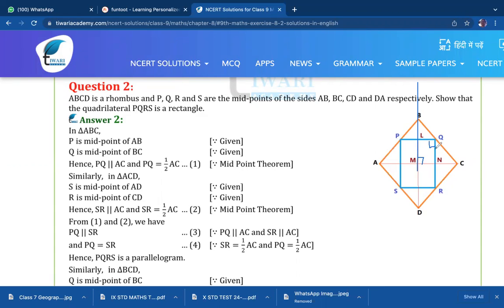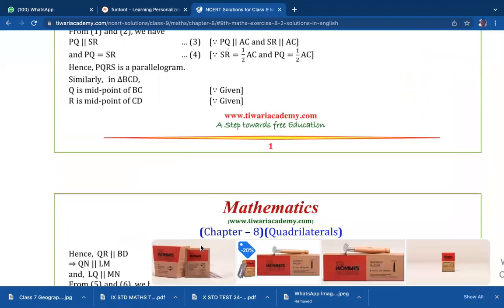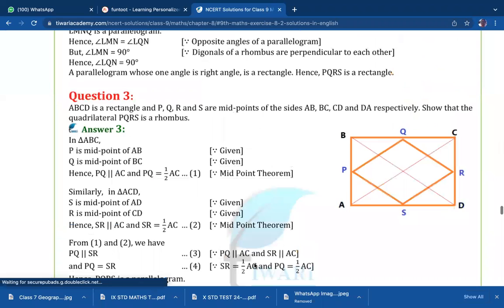So if this is 90 degrees, this is also 90 degrees. So if one angle in a parallelogram is a right angle, it becomes a rectangle. So in PQRS, which is a parallelogram, one angle is a right angle. So PQRS becomes a rectangle. Hope you have understood, students. Let's quickly go to question 3.